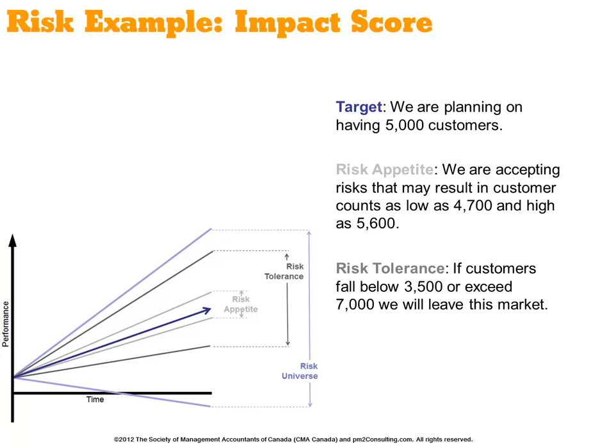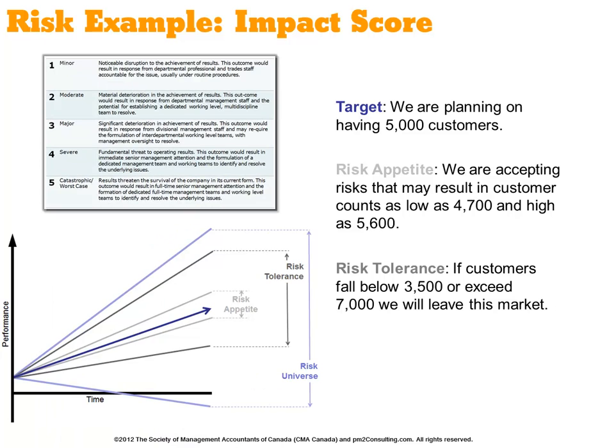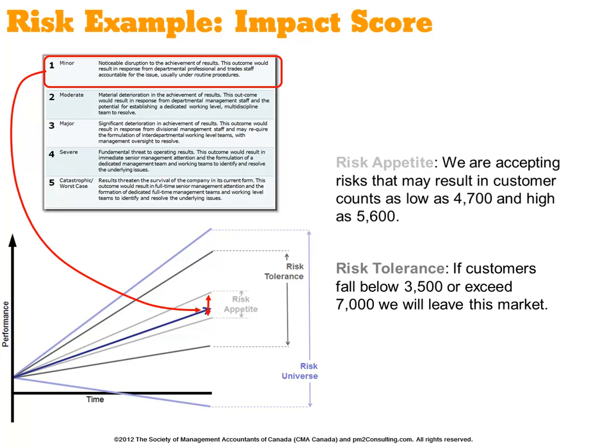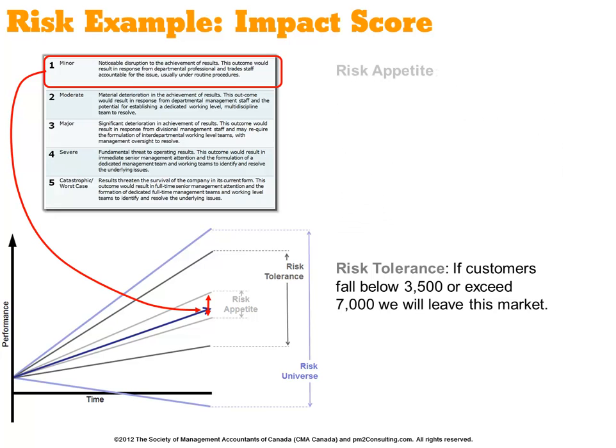So let's go back to the screen we were just looking at, where we've got the risk appetite, risk tolerance, and risk universe defined. If we bring in those definitions we just looked at, a minor score of 1, which is a noticeable disruption but is dealt with under routine procedures, is kind of the risk appetite. So we get rid of the target. And the first score of a 1 is probably within the risk appetite range of your organization.